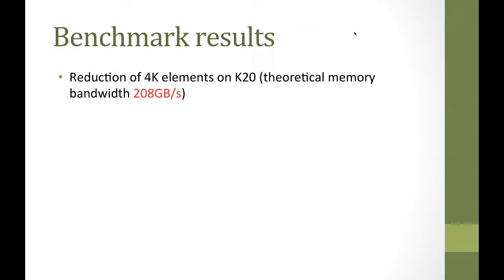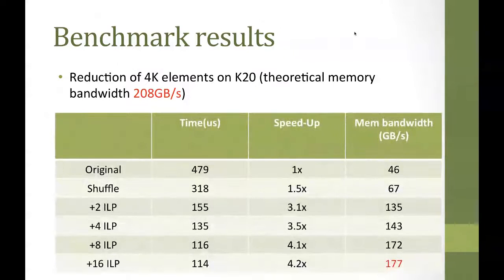Okay, so let me show you the benchmark results. We reduced 4,000 elements on a K20 GPU. The reduction program is memory bandwidth bound, and the theoretical memory bandwidth is 208 gigabytes per second. Let's see how each code performs. The original code can only achieve 46 gigabytes per second. After introducing shuffle, it gives you a 1.5x speedup, and you reach 67 gigabytes per second.